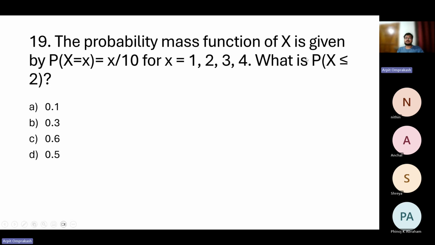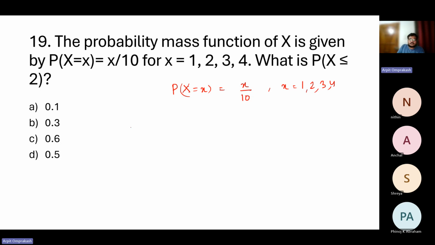Question number 19. The probability mass function of x is given by P(X equal to x) is equal to x by 10 for x equal to 1, 2, 3, 4. What is P(X less than or equal to 2)? Right. So we are given that the probability mass function P(X equal to x) is equal to x by 10, for x equal to 1, 2, 3, 4.